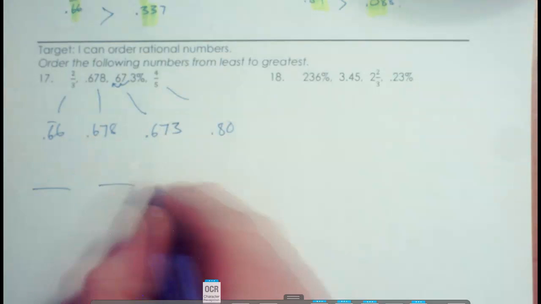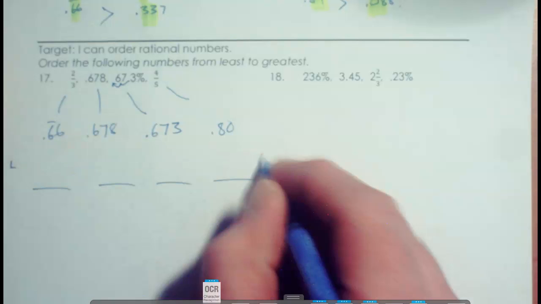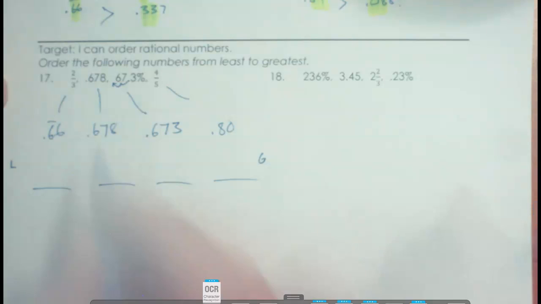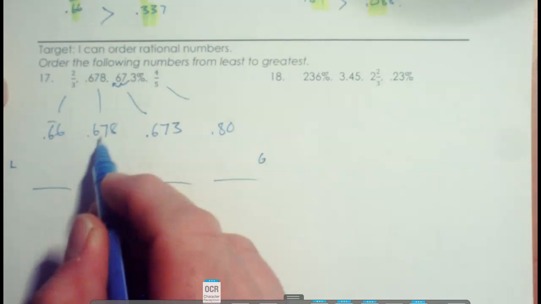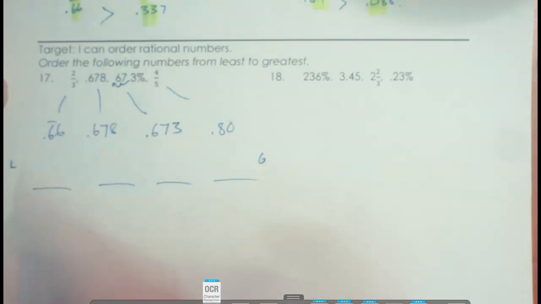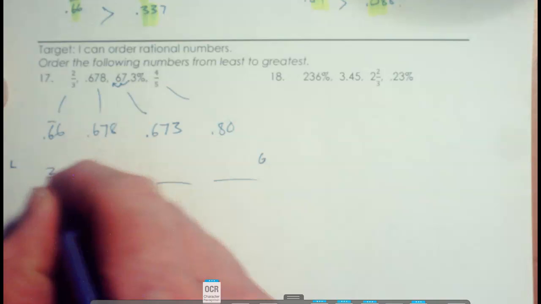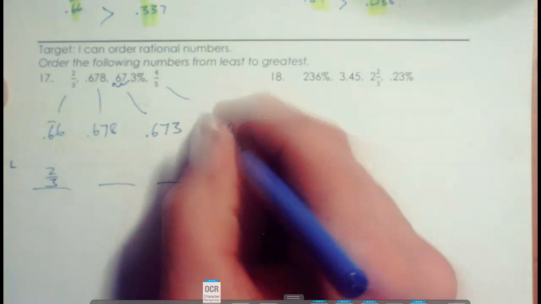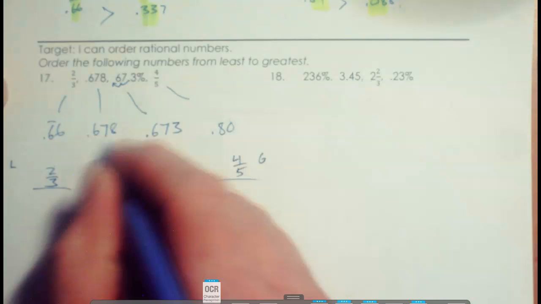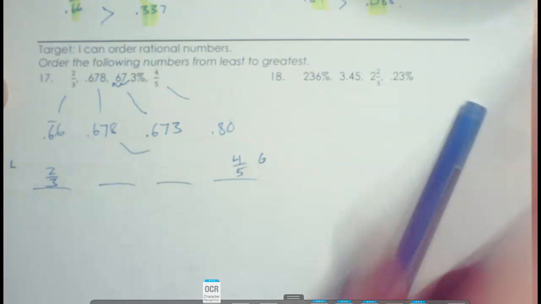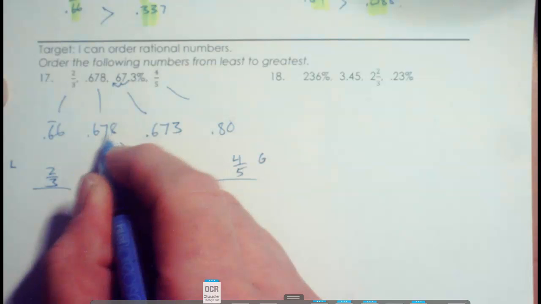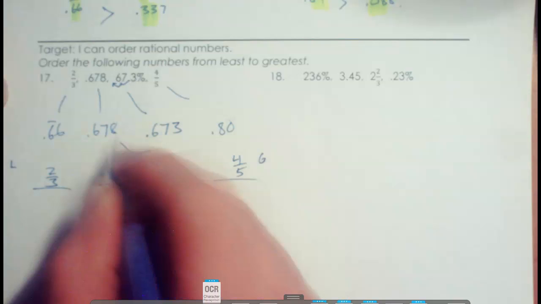Again, let's add a 0 on there so we can think about money. 1, 2, 3, 4. We'll go from least to greatest on here. All right, think about money. What's the least amount of money here? We got 66 cents, 67 cents, 67 cents again, and 80 cents. Easiest is this one right here, 2/3. Okay, the greatest is obviously here, 4/5. Now these two here are a little tricky. So now we have to look at these. This is 0.678. This is 0.673. This one is closer to 68 cents than this one. So this one is larger.